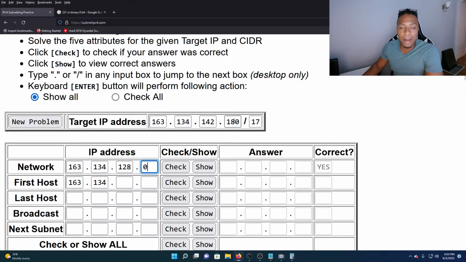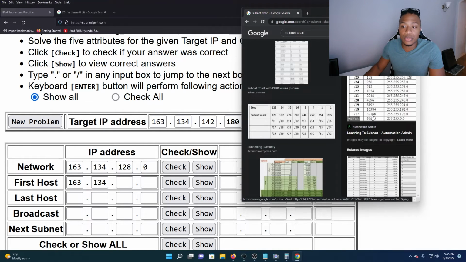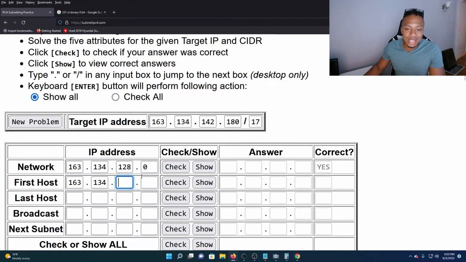But as you remember, if I bring up that chart, oh man, did I close it? If I bring up that chart here, you can see a /17 has room for 32,768 hosts. So that's a lot of hosts, man. So this is going to actually stay at 128 for our first host because there's so many hosts. We can't increase this by 1. We're going to increase this one, 1 after the network. Add 1 to the network. Remember that. So let's check.